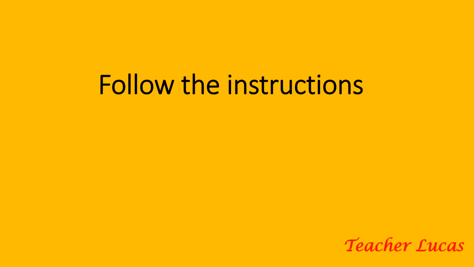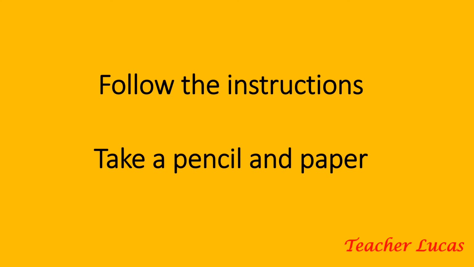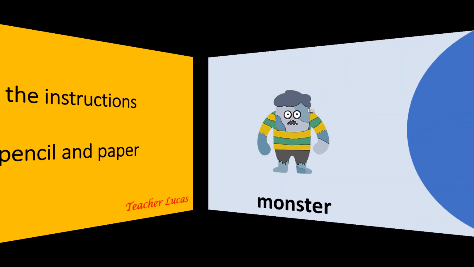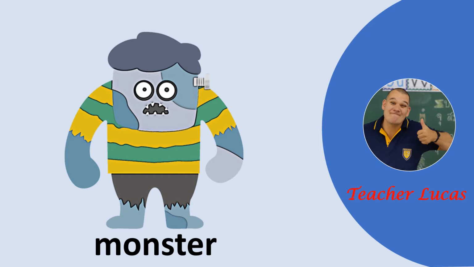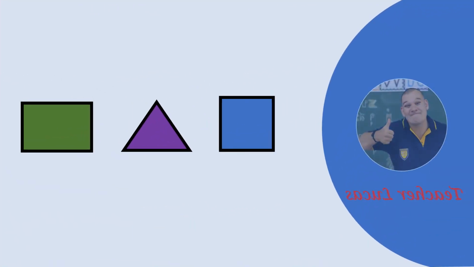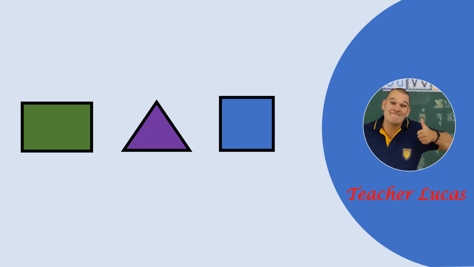Follow the instructions. Take a pencil and a paper. I want you to draw a monster. Listen carefully to what I say. Use the shapes that you have learned today to draw a monster. So use one of these shapes to draw the body of the monster. Go ahead.